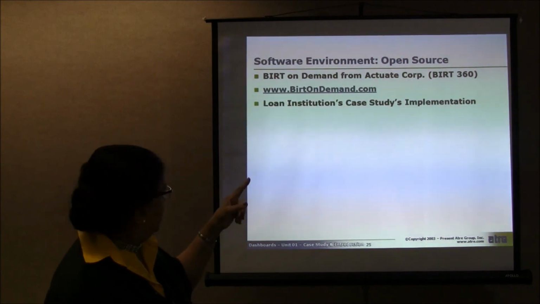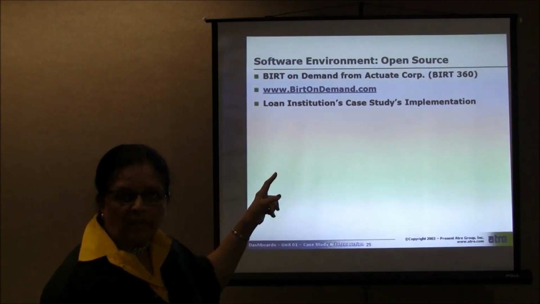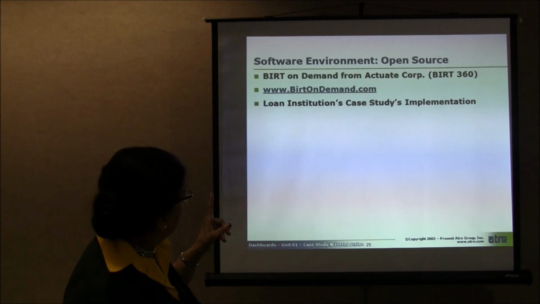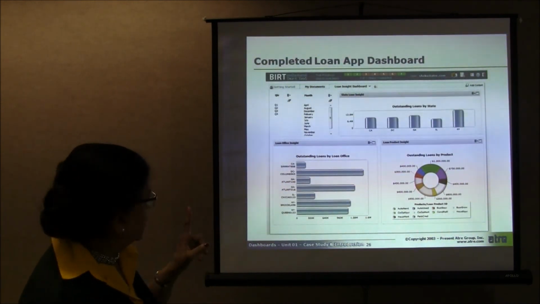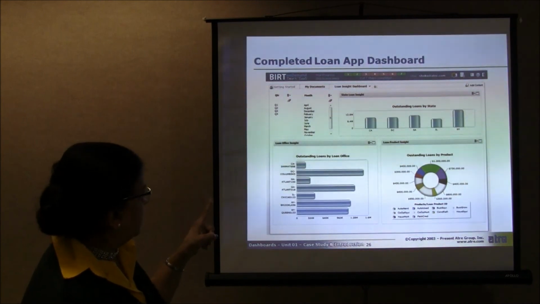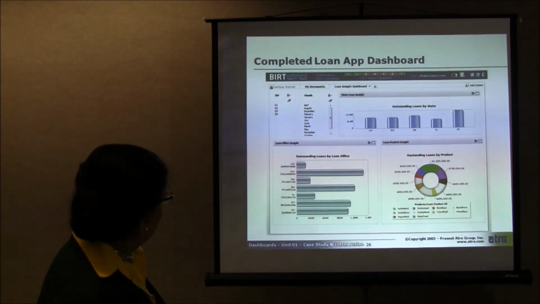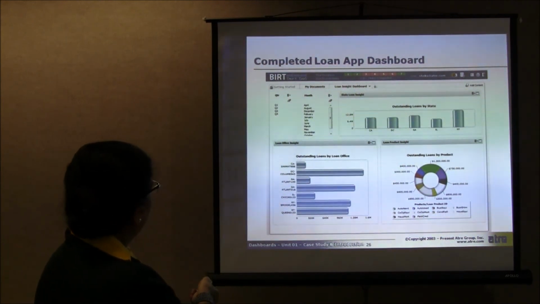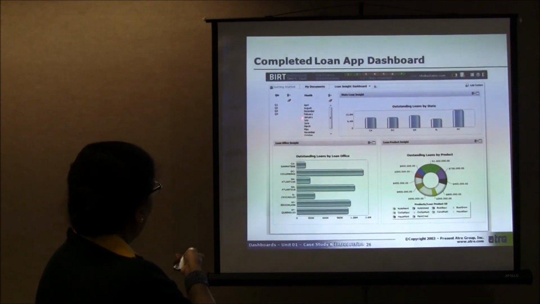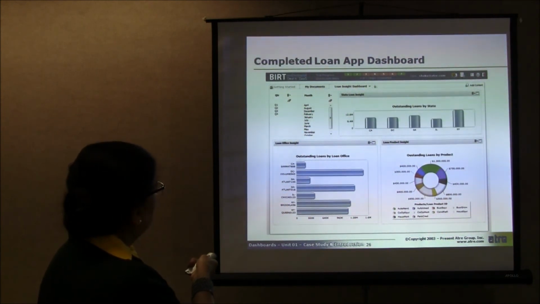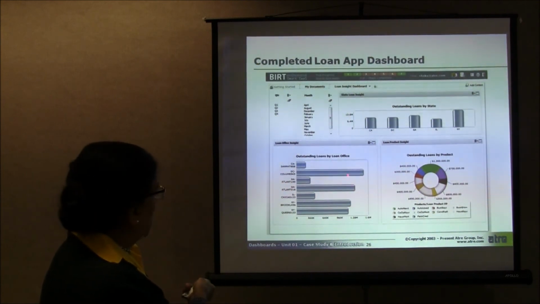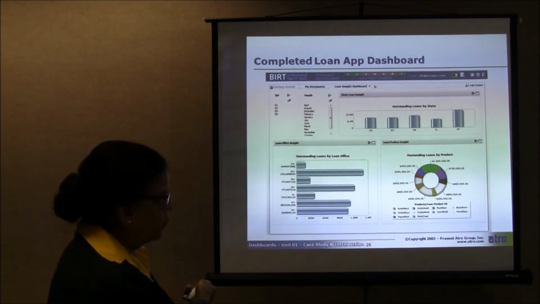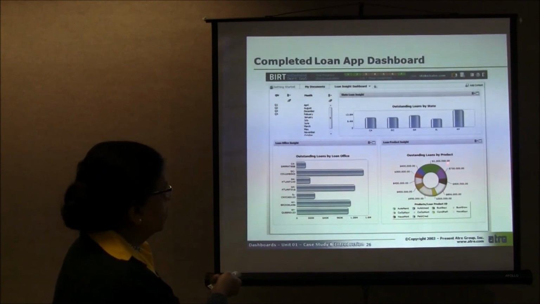This is birtondemand.com. So you could download that based on that. And here, these are the results which I'm showing you, the performance dashboards. So the completed loan app dashboard. So if you see here, you have the time factor here. You see the months. Then you see the outstanding loans by state, outstanding loans by loan officer, that means loan center, and outstanding loans by product.